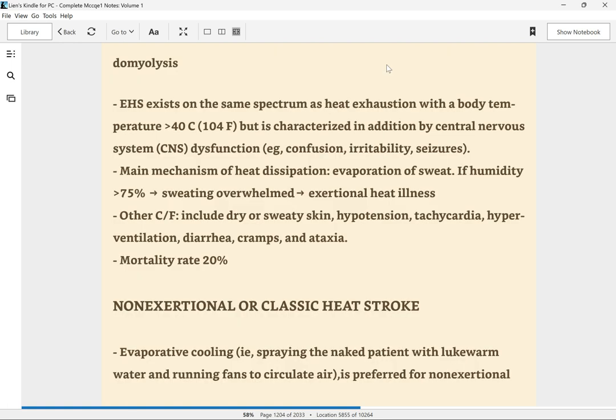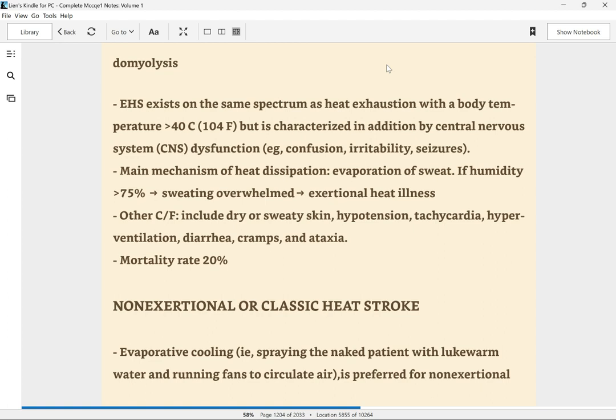Heat stroke. Heat stroke exists on the same spectrum as heat exhaustion with a body temperature above 40 C, 104 F, but is characterized in addition by central nervous system, CNS, dysfunction, e.g., confusion, irritability, seizures. Main mechanism of heat dissipation, evaporation of sweat. If humidity above 75%, sweating overwhelmed, leading to exertional heat illness. Other C/F include dry or sweaty skin, hypotension, tachycardia, hyperventilation, diarrhea, cramps, and ataxia.